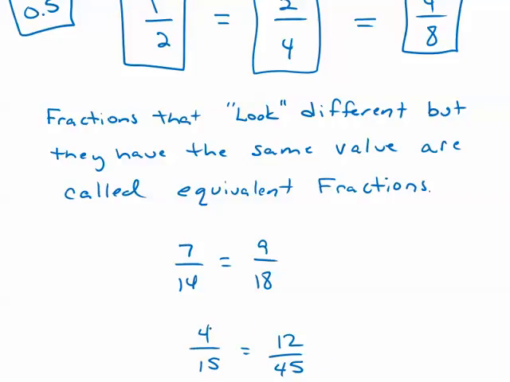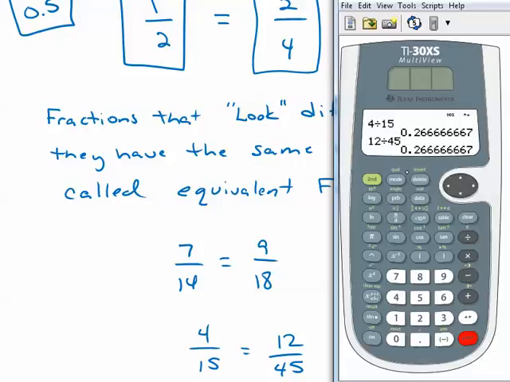If you were to divide these on a calculator, 4 divided by 15, is that the same thing as 12 divided by 45? What I've done here to help you see this is I pulled up a calculator and did the division. 4 divided by 15, you can see that it's equal to this decimal number. And the same thing with 12 divided by 45 is equal to the same decimal number. So because they look different, but they are equal in decimal value, they are called equivalent fractions. So just remember, if you ever get confused, take the two fractions, divide them, and see if you get the same decimal number. And if they are the same decimal numbers, then they are called equivalent fractions.